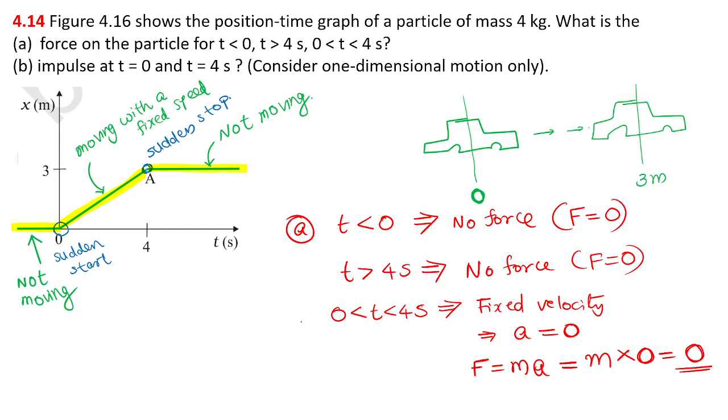Acceleration is 0. Why is the acceleration 0? I will tell you. Suppose, listen, I will give you a small idea. I am riding a cycle with a fixed speed, uniform, and assume no friction, a smooth road. On a smooth road, I am riding a cycle with a fixed velocity.